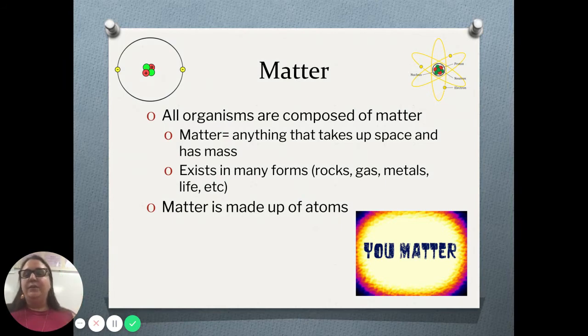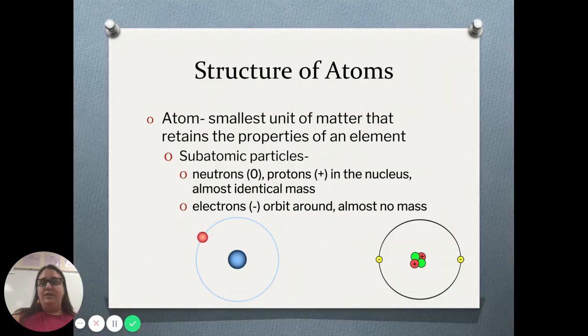So we're going to start with the idea of matter. All organisms are composed of matter, which is anything that takes up space and has mass. So there are lots of forms of matter. I listed a few. Can you think of some more? Matter is made up of atoms, and atoms are the smallest piece that matter can be broken down into. An atom has certain properties that all atoms of that element will have.